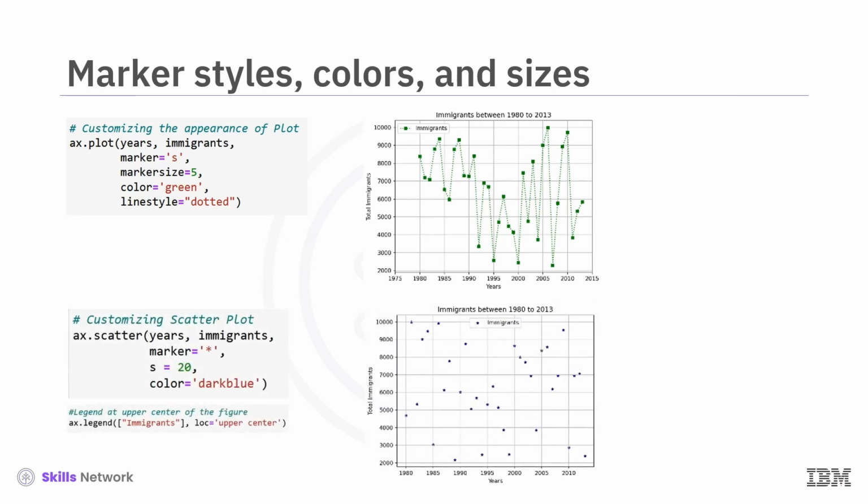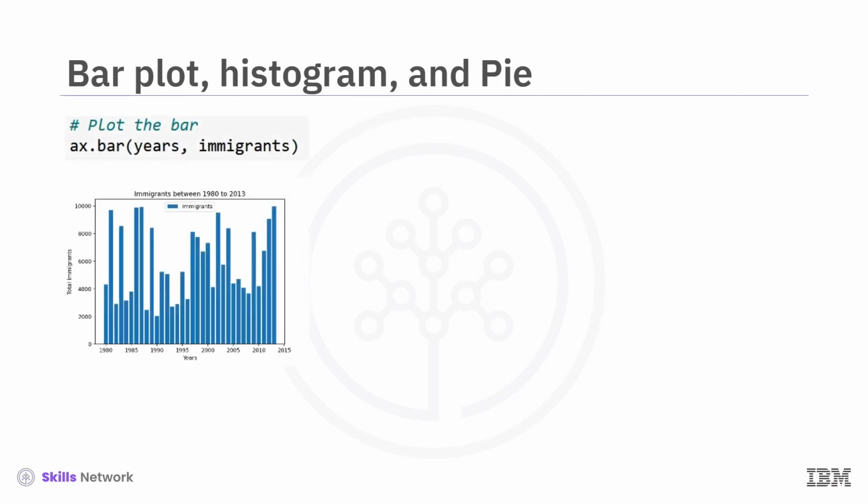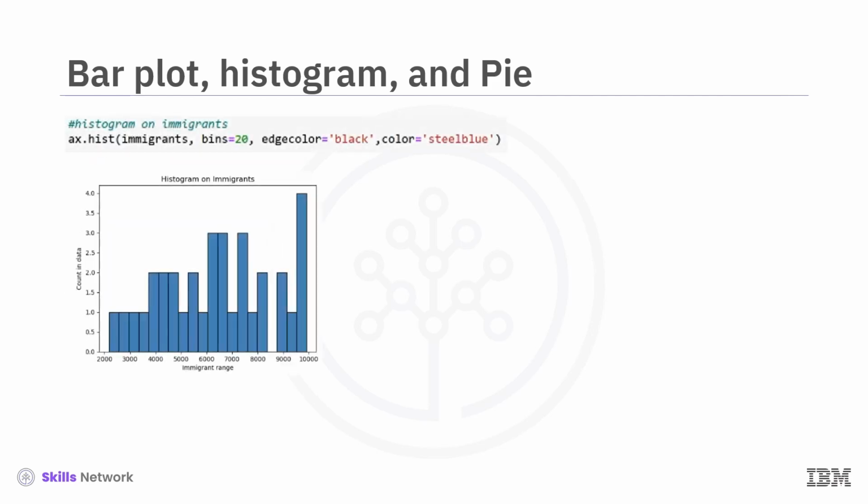Notice the use of loc in the legend parameter to specify the location where the legend is placed on the figure. Let's now use a bar plot to represent the number of immigrants for each year. The ax.bar function creates a bar plot, passing years corresponding to the x-axis and the immigrants to the y-axis. The height of each bar represents the number of immigrants for that year.